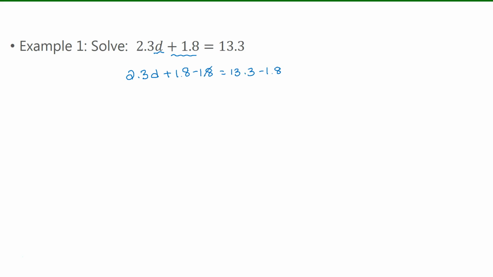On the left, they would cancel, leaving me with 2.3d. And on the right, that works out to be 11.5. Now the d is being multiplied by 2.3, and the inverse operation of multiplying by 2.3 is dividing by 2.3. So now we'll divide both sides by 2.3. It cancels on the left, leaving me with d equals, and putting that in my calculator, I get 5.